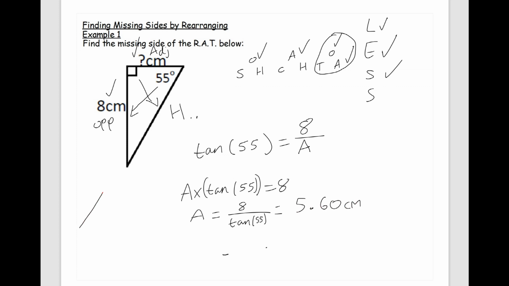And just to show you, you could use the formula triangle for tan. So we know that tan 55 is going to be the opposite, which is 8, over the adjacent, which is just A. And essentially we want A, so we could cover up the A, and then we'd have to do 8 divided by tan 55, and it would be exactly the same.